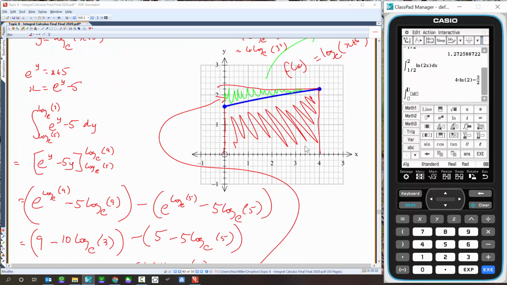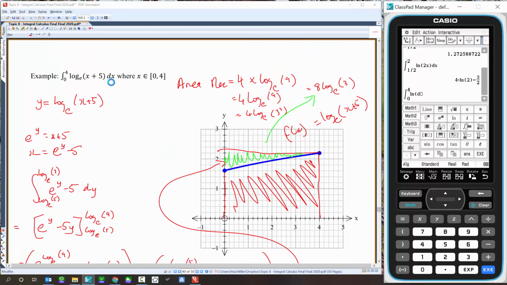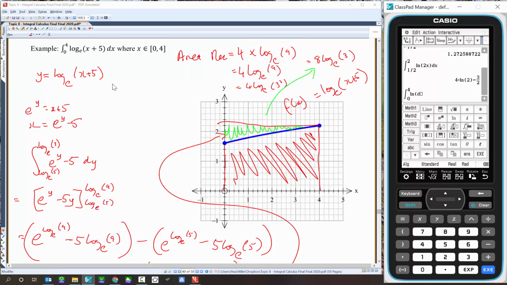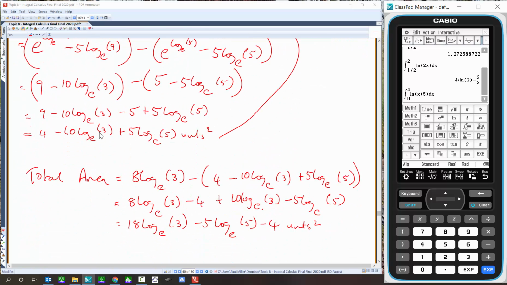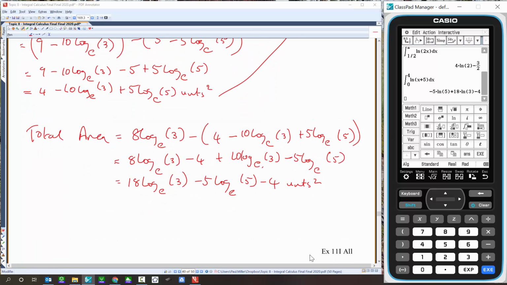Okay, so the original integral was between 4 and 0. The function was ln x plus 5 dx. All right, come on, calculator. 18 log e 3, take 5 log e 5, take 4. Got it. All right, so there's the questions. 11I, do all of them.